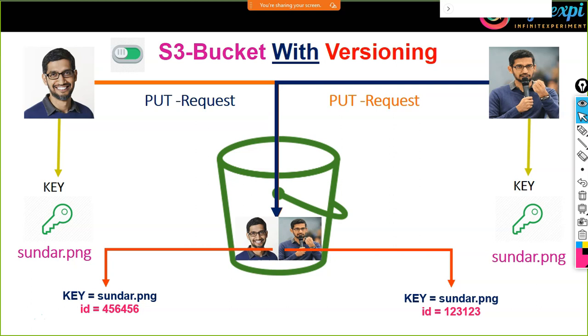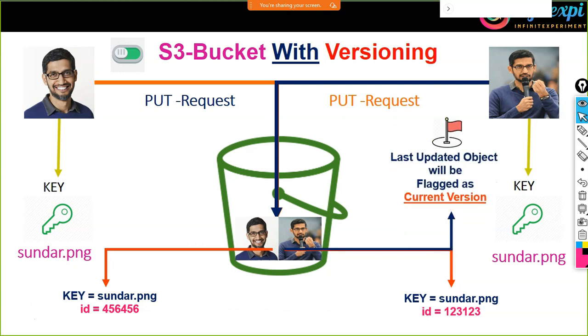But the question is, which object will be activated? That's another important question that we have. So a flag will get assigned for the recent object that we put into the bucket. The recent object that we put into the bucket is this image, and there is a flag that says this image is the current version, and this image becomes your older version.